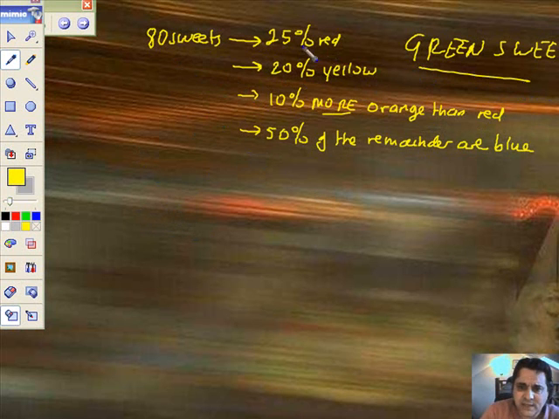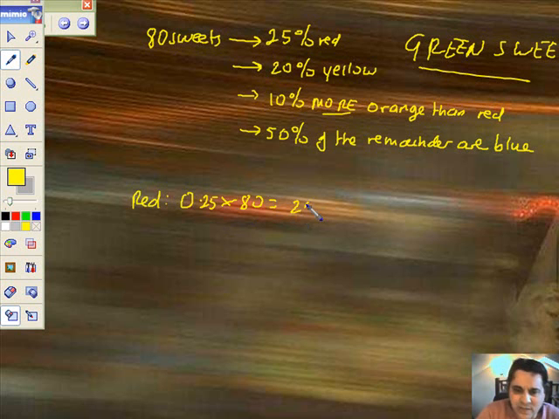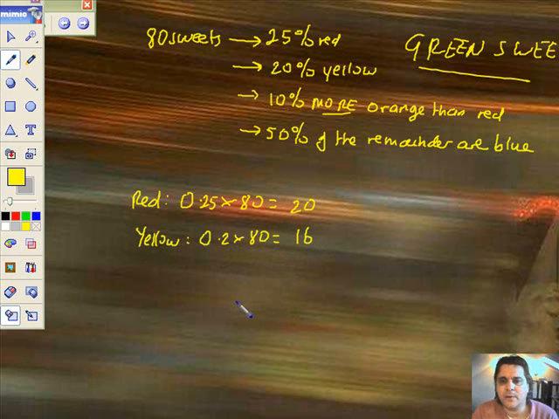Let's work out the reds. 25% are red. So here I go. Here are the reds. 25%. So 0.25 times 80 sweeties is, well, a quarter of 80 I know is 20 reds. That's done. Now the yellows. Well, that's easy. 20% are yellow. So 0.2 times 80. Well, I know 2 8s are 16. So there we go. 16 of them are yellow.